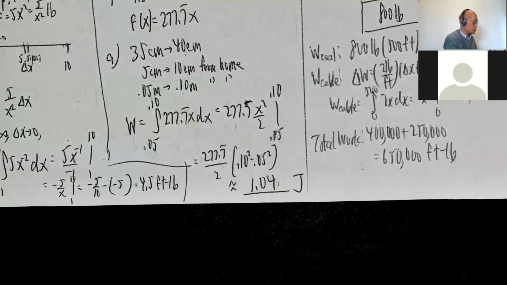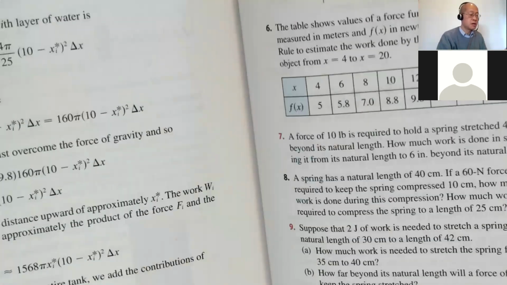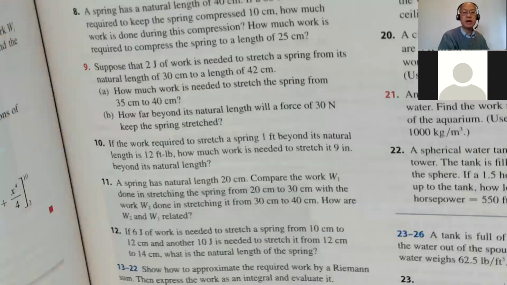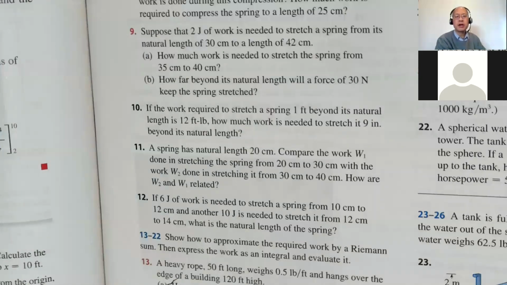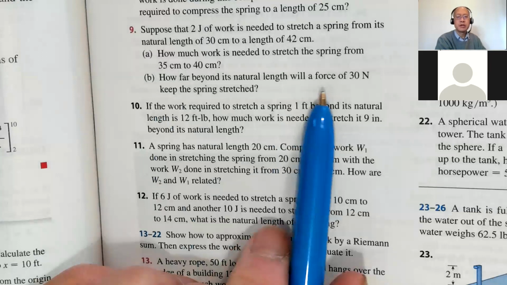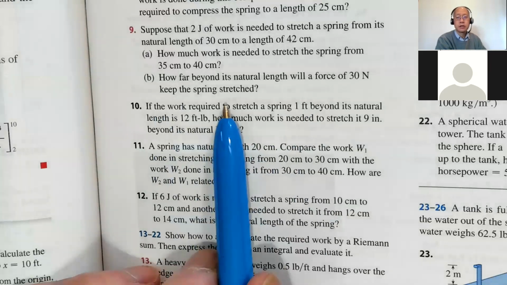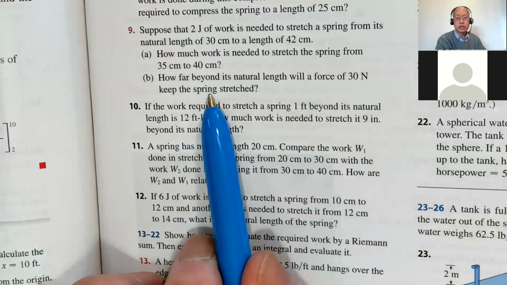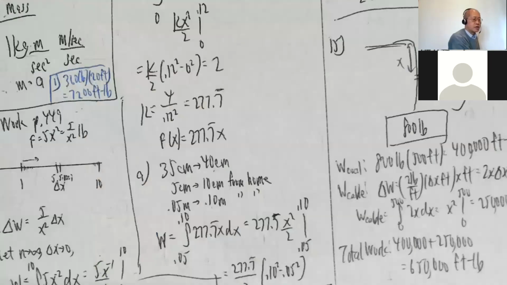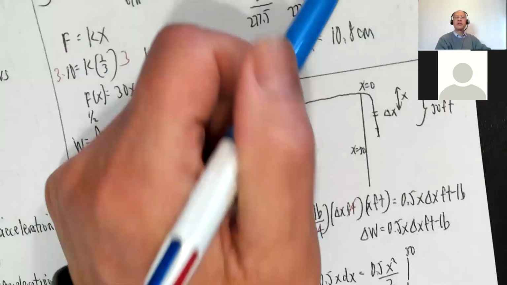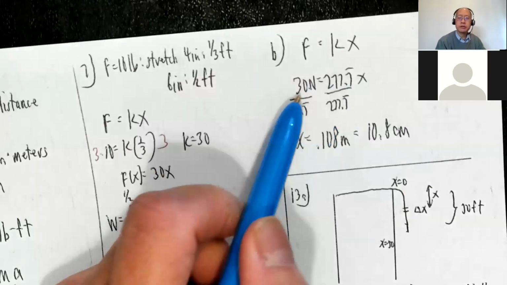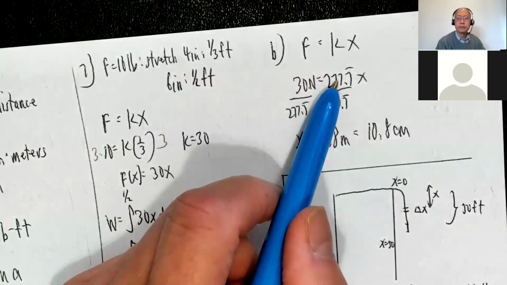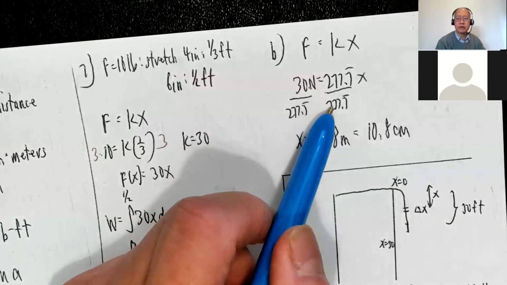And then part B, let's see where it goes. 9B. How far beyond its natural length will the force of 30 newtons keep the spring stretched? We know the force, we know the k, so I just have to figure out the x now. So it's not even calculus, it's just a plug-in. F equals kx. Force is 30 newtons. I know the k is 277.7 repeating. Divide both sides by 277.7 repeating.